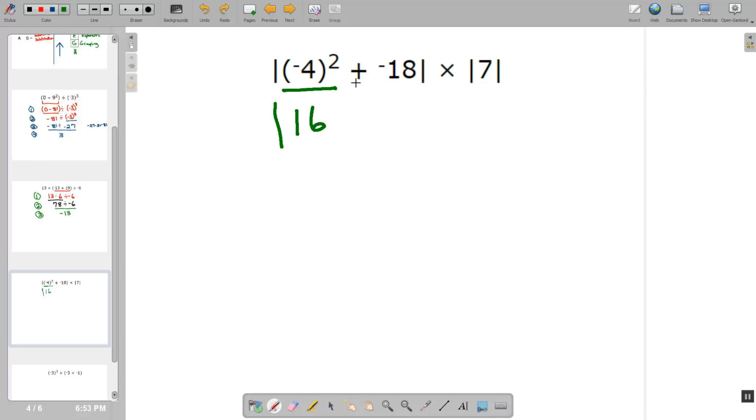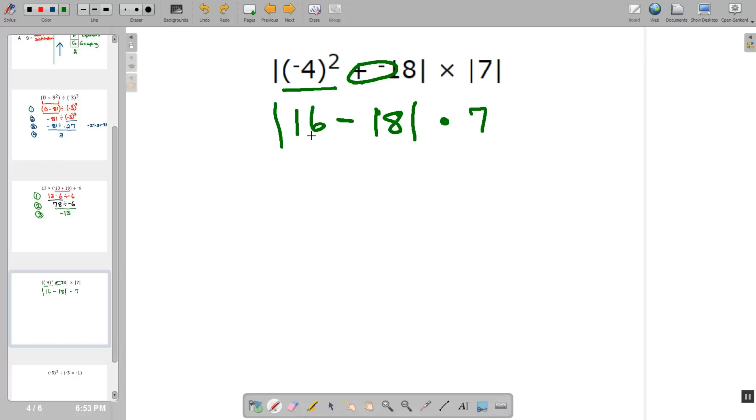So I do plus negative 18. Now we know plus and negative is the same thing as minus, so I'm going to change it to minus 18. Leaves absolute value, and we're going to do times. Absolute value of 7 is just 7. If you remember, absolute value means the distance away from 0. Since distance is always a positive number, you will simply leave it as a positive.